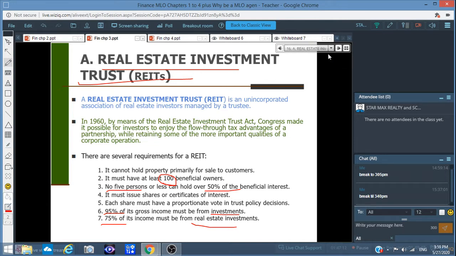So 75% of business income must come from real estate investments, okay? And 95% of the gross income must come from investment. You need 100 owners, 100 members, and no 5 persons can hold over 50% of the interest.